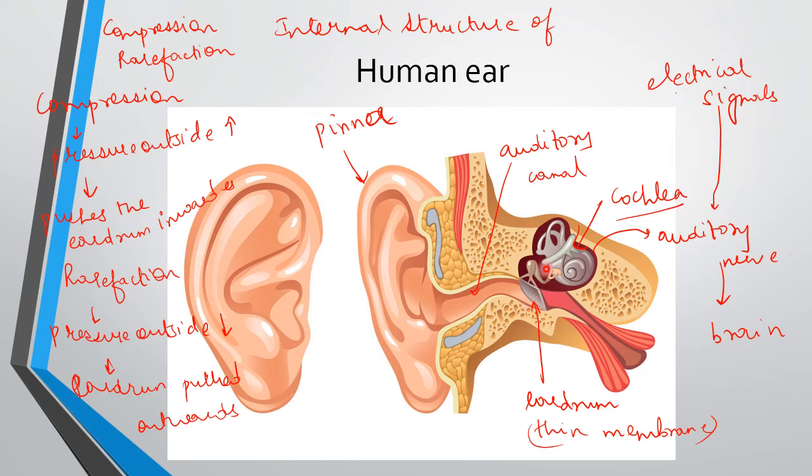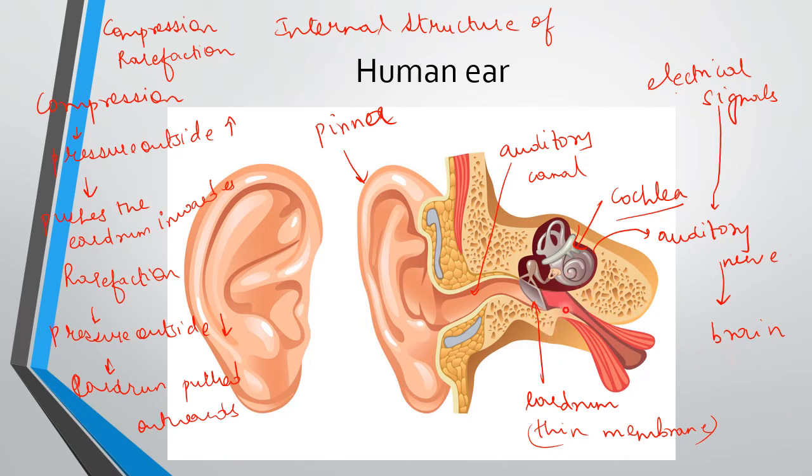This vibration then reaches the cochlea, which appears like a snail. This cochlea receives the vibration and converts it into electrical signals. These electrical signals are then sent to the auditory nerve. Through the auditory nerve they reach the brain, which analyzes these signals.